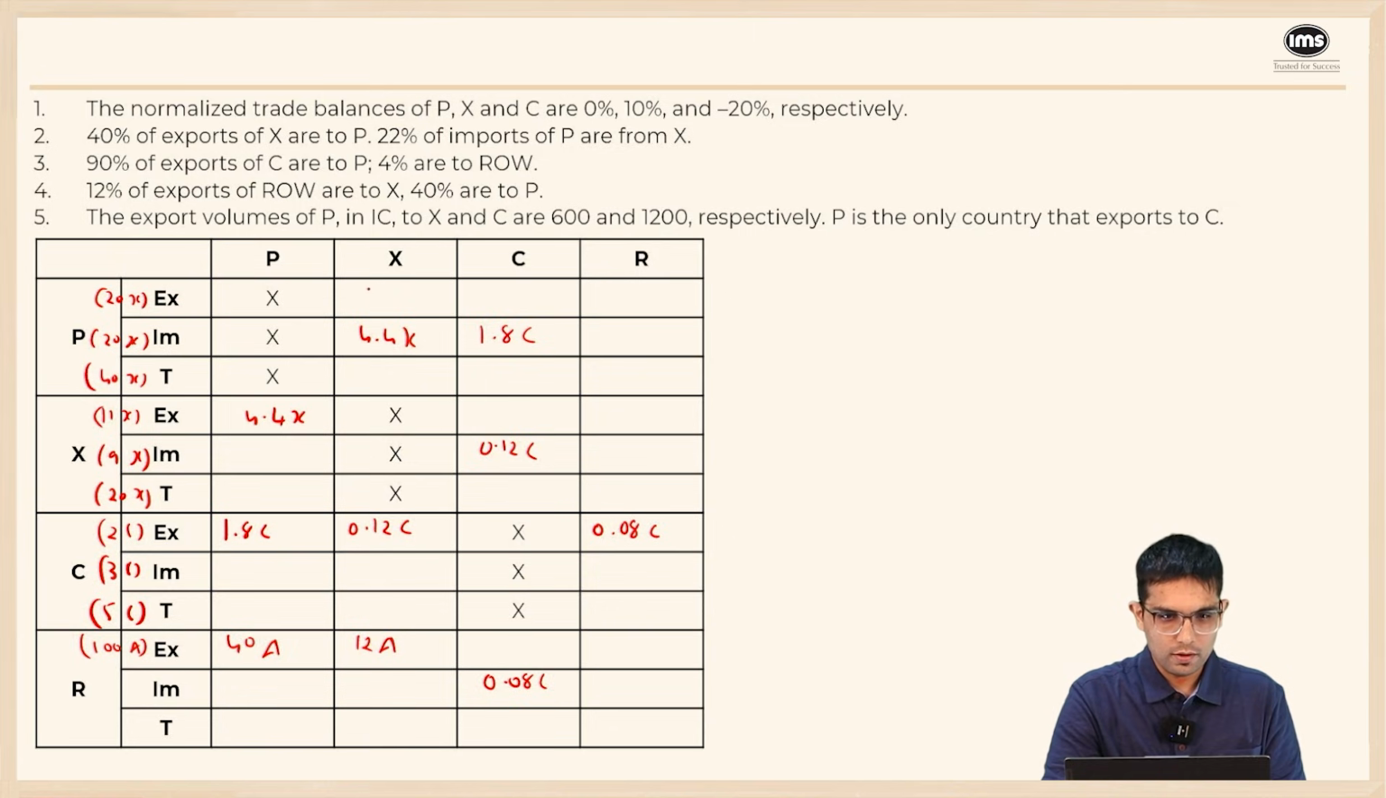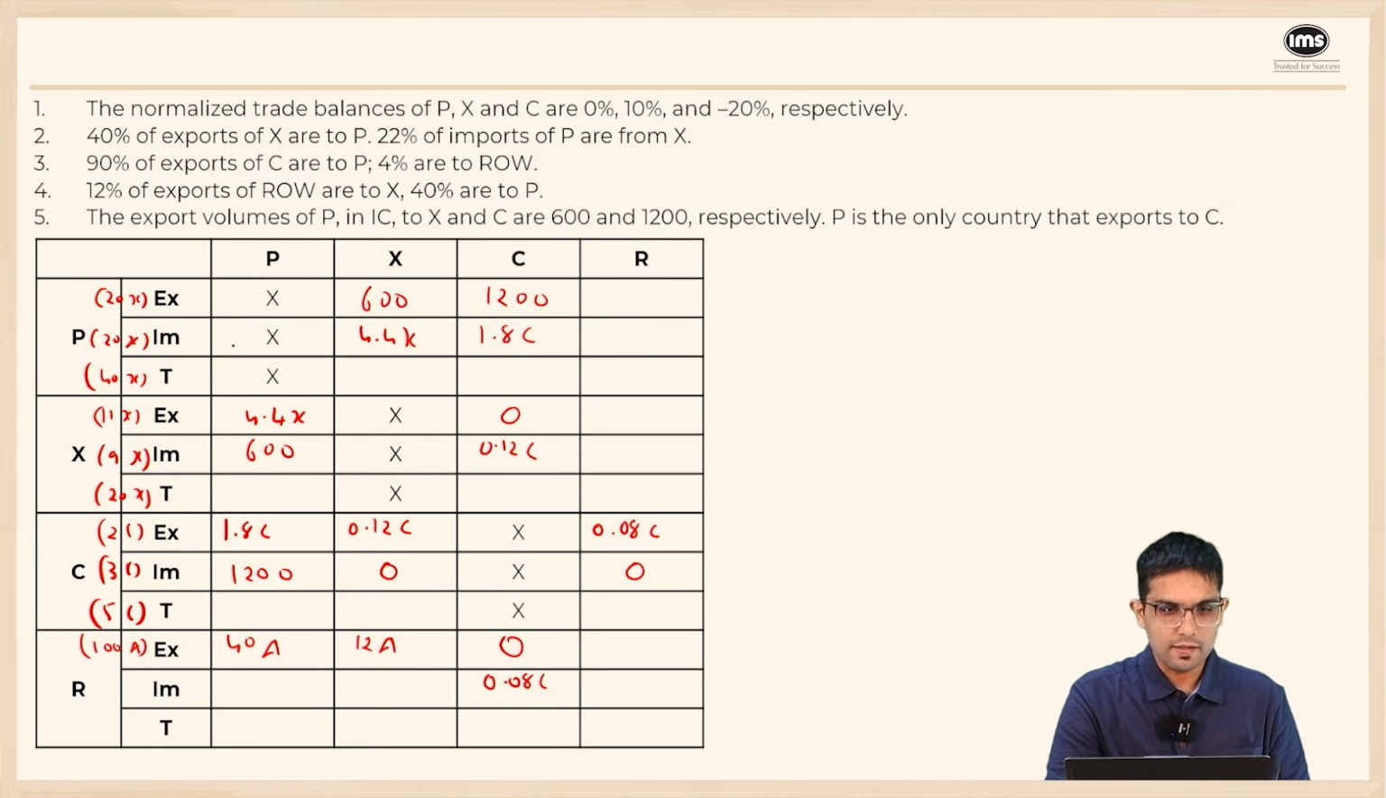So export to X is 600. This is 1200. So import of X is 600. Import of C is 1200. P is the only country that exports to C. So X does not export to C and R does not export to C. That means C does not import from X, C does not import from R.